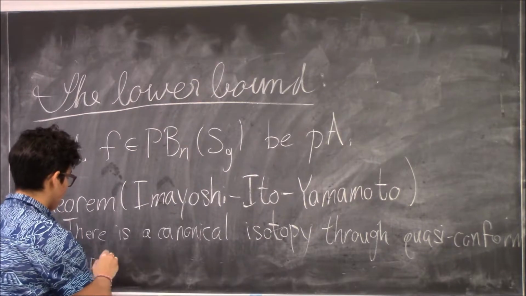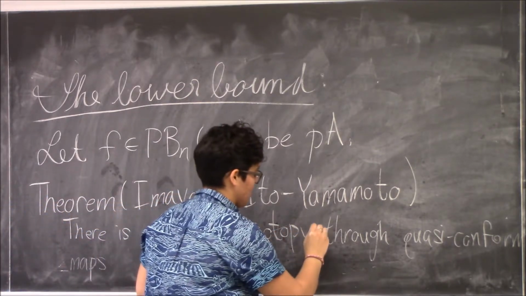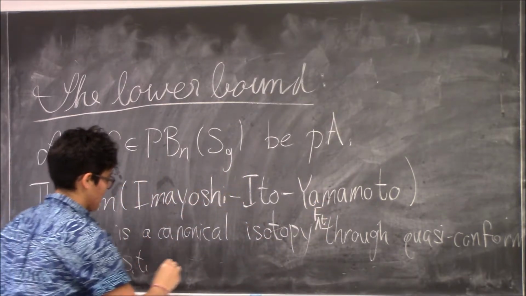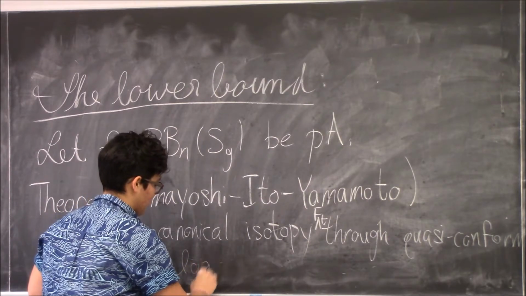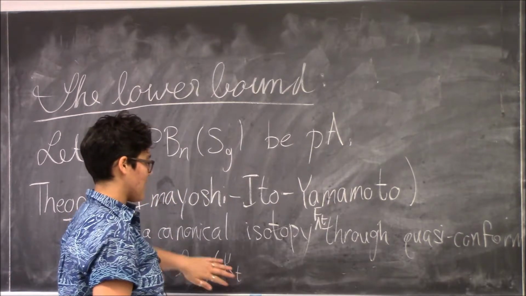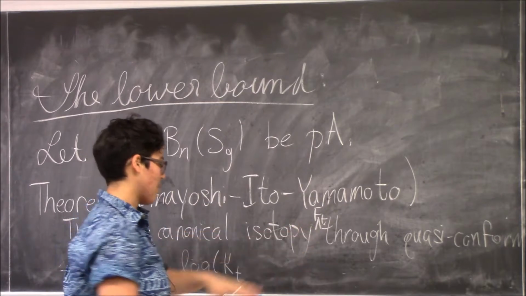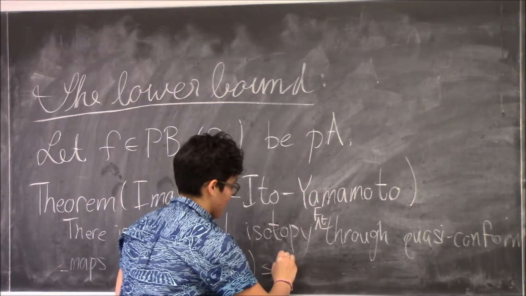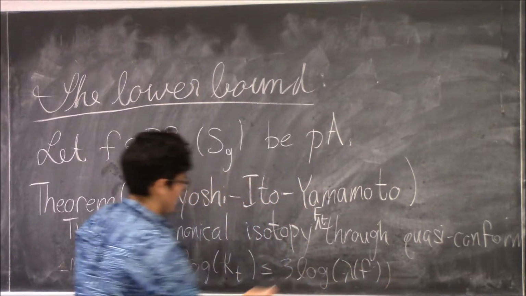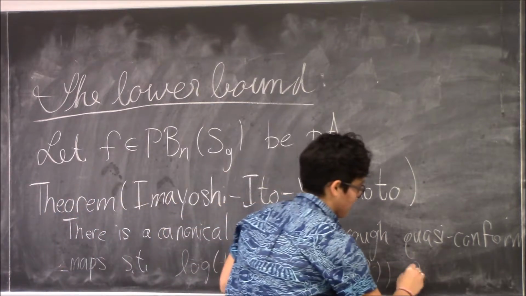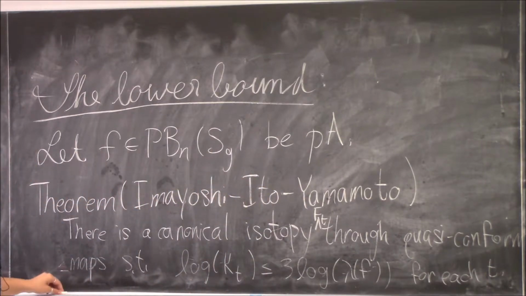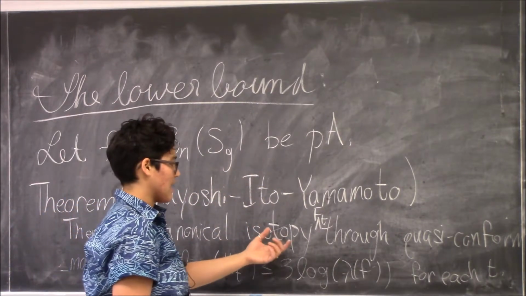So through quasi-conformal maps, I should call my isotopy something. So let's call it f sub t, such that the log of the quasi-conformal dilatation, K sub t, which will denote the quasi-conformal dilatation of f sub t, gives a lower bound for the log of the dilatation of my original pseudo-Anosov braid. And this is for each t. So now this gives us a way to actually get a handle on our exact isotopy.